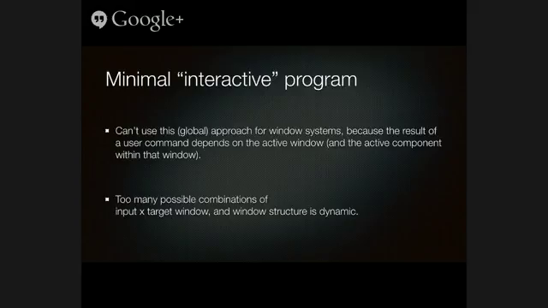All right, so you can't just wait for input in some big loop on Windows systems, because what you want to do in your application really depends on what the user is clicking on, what the user has focused, what the user is actually actively interacting with. There are just too many combinations of input times target window and windows everywhere to do this in one global big loop. So we have to come up with some way to encapsulate code and data for each of these screen elements in order to make sense of it in a reasonable way.